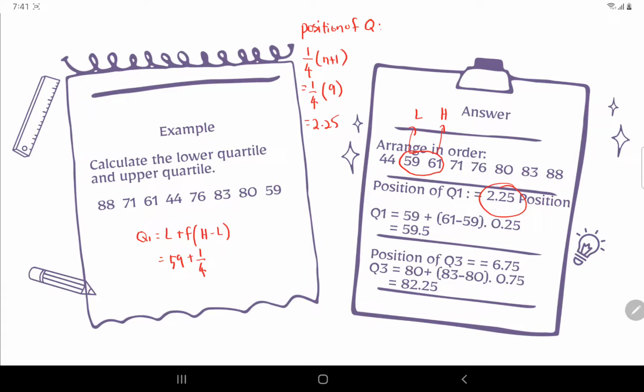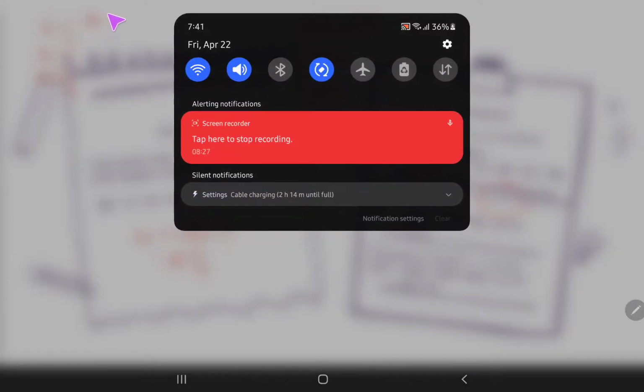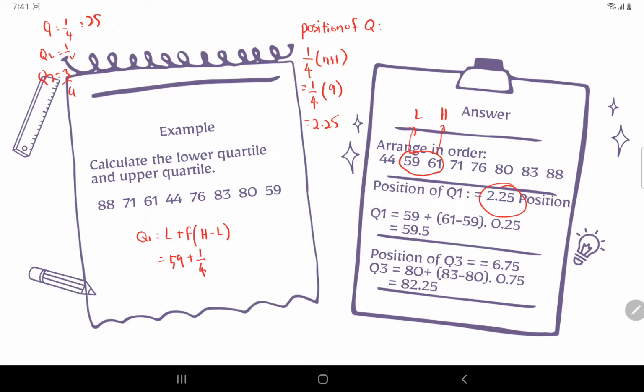If Q2, 1/2. Q1 is 1/4, Q2 is 1/2, Q3 is 3/4, because it is 25%. Q2 is 50%, so it is equal to half. And Q3 is 75%, so it is equal to 3/4. This is the value for F. So our F here is 1/4 because we calculated for Q1.